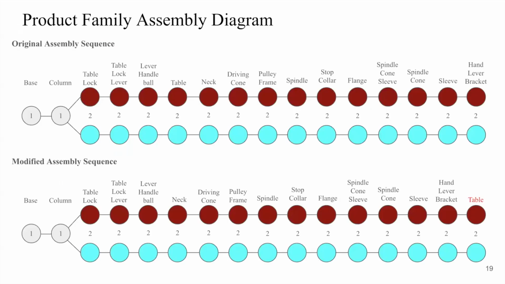The assembly starts with the base of the column and then splits into 2 branches when it reaches the table lock. The original and modified assembly sequences are identical, with the exception of the table being the last place in the assembly sequence for the modified assembly.